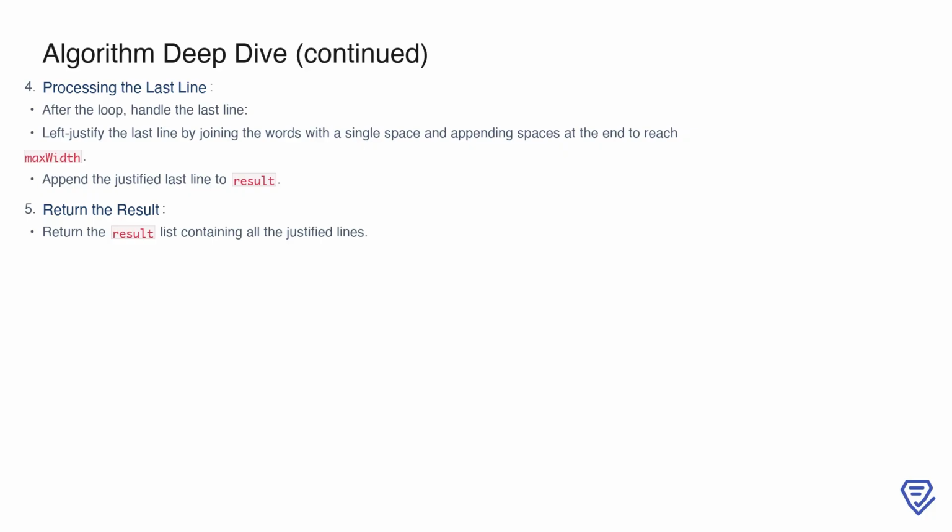Once we've processed all the words, the last step is to handle the final line. The last line has a unique requirement: it should be left justified. To achieve this, we join the words in current_line using a single space and append enough trailing spaces to make the total length equal to max width. This ensures the last line meets the formatting requirements. After justifying the last line, we append it to the result. At this point, all lines have been processed and justified. Finally, we return the result list, which contains all the justified lines, formatted exactly as required.